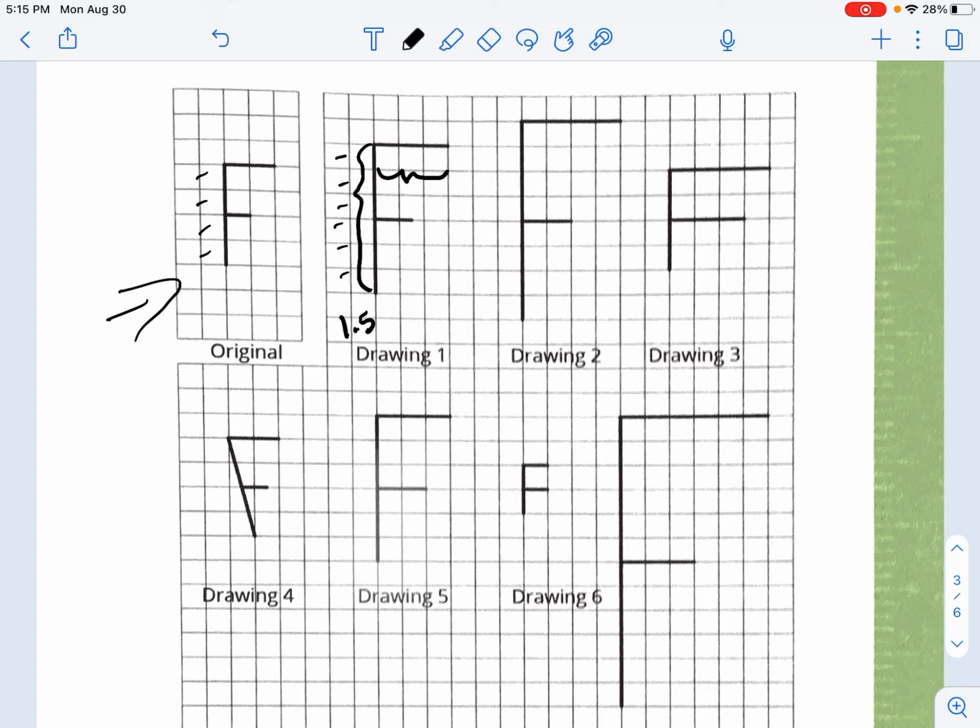Okay, same thing with this next one. We have 1 unit width there. If you multiply that by 1.5, you get 1.5, which is that dimension right there. So this one is a scale copy.